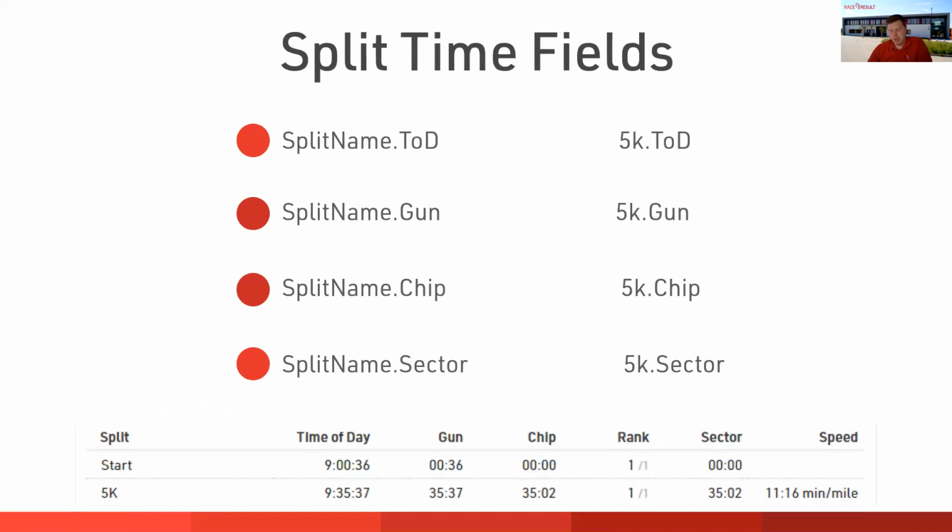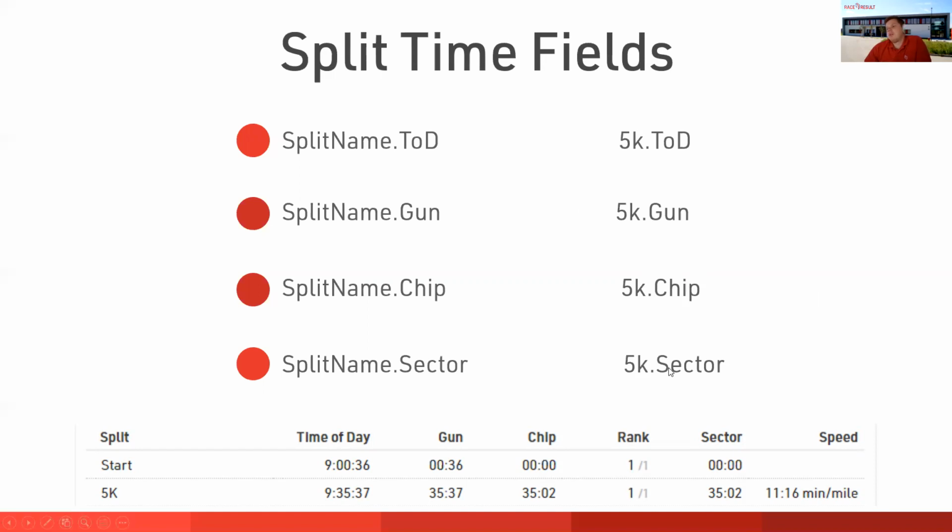But that's by far not the end. So let's have a look at different split time fields. So this is the description and this is the example. So the split name.tod. So if you type 5k.tod, it will return 935.37. But you can also always call 5k.gun or 5k.chip, no matter what primary scoring option you use.